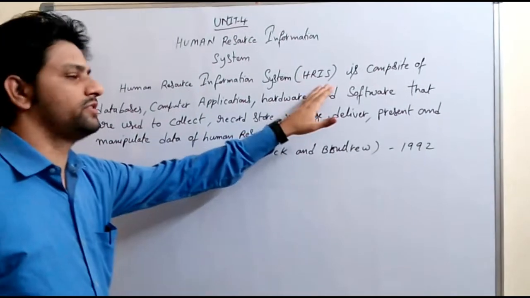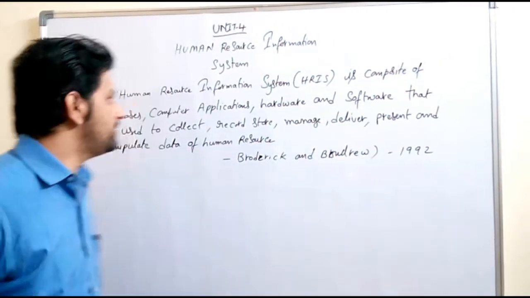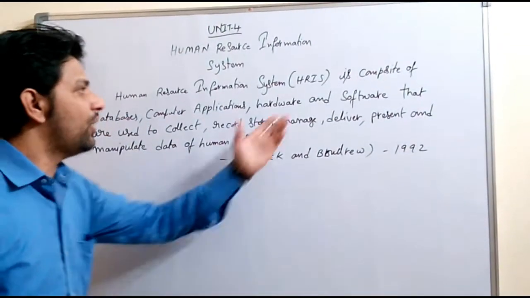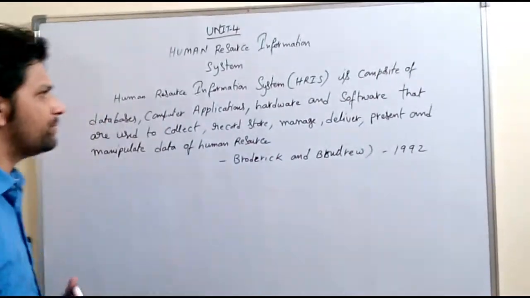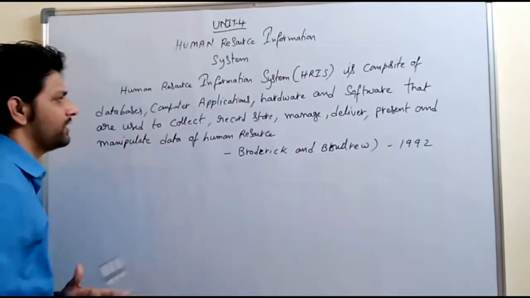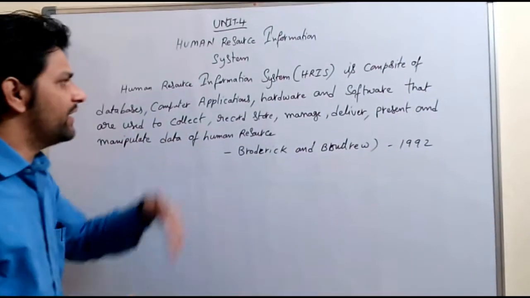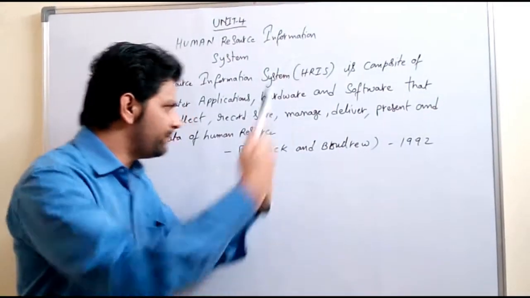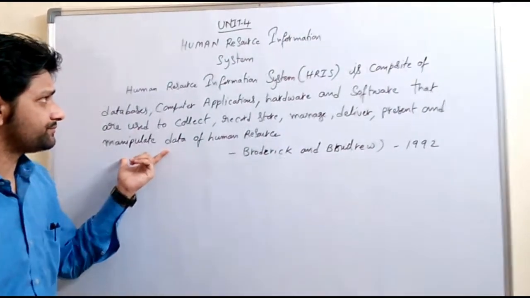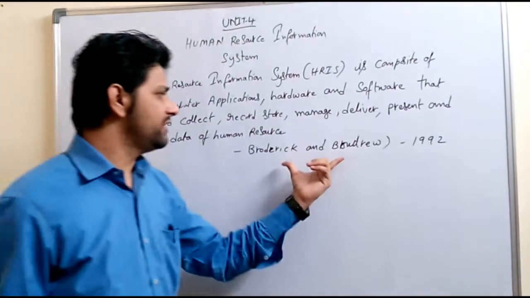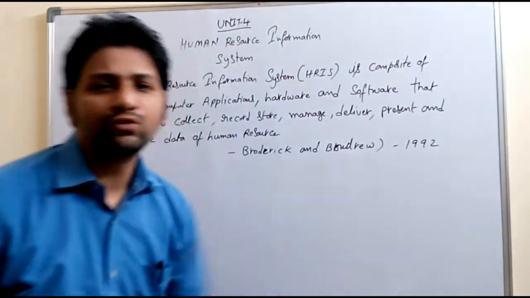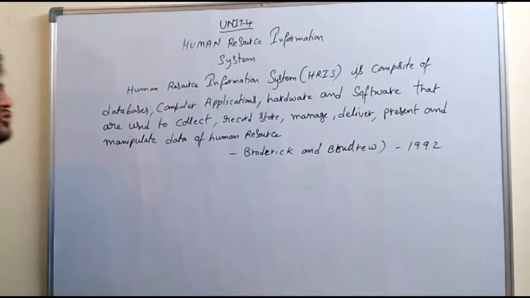Human Resource Information System, HRIS, is a composite of databases, computer applications, hardware and software. This is a combination of all the databases, computer applications, hardware and software that are used to collect, record, store, manage, deliver, present and manipulate the data of human resource. This is the definition given by Broderick and Boudreau in the year 1992.